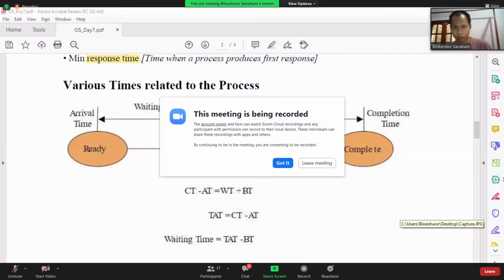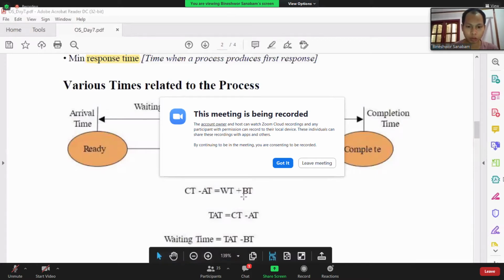So here you have the term burst time. Burst time is nothing but the time required by a process to complete. Once a process has arrived, it will be in the ready state. If it gets the CPU, it will be in the run state. Once it is completed, it will be in the completed state. So you have terms like waiting time, burst time, and completion time.